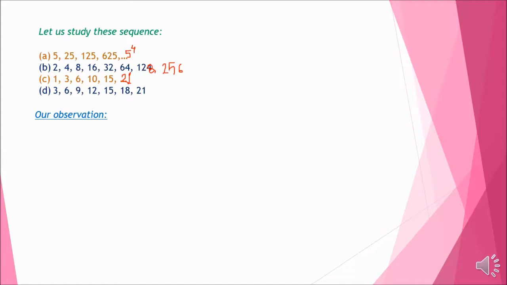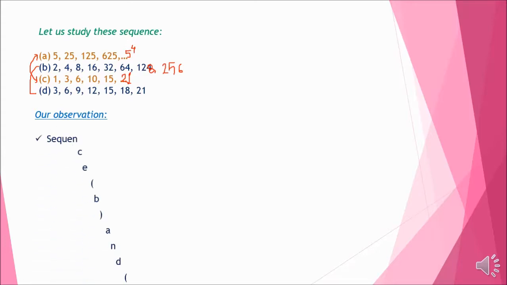Now in A and C we can't count the number of terms, because we don't know how many terms there are. But in B and D, we can exactly count the number of terms: 1, 2, 3, 4, 5, 6, 7 terms in D, and in B also 7 terms. In A and C, there are uncountable terms. In B and D, there are countable terms. So we can count the terms easily.